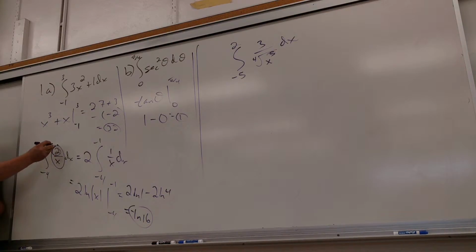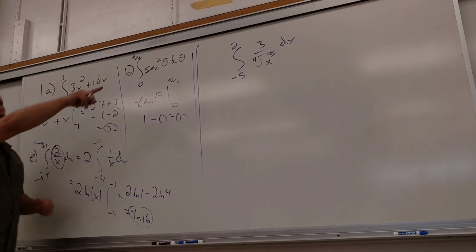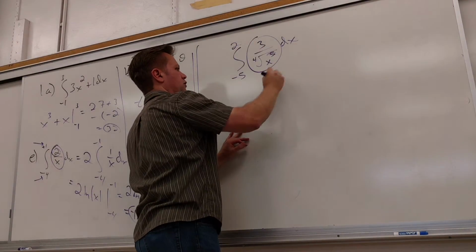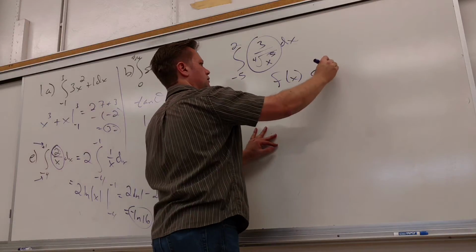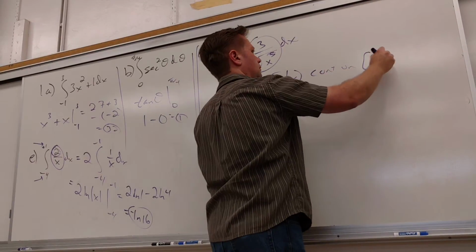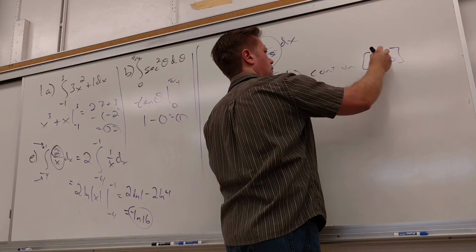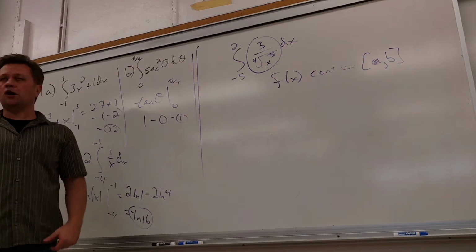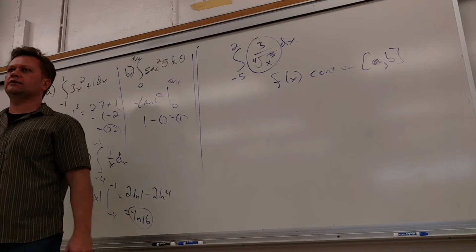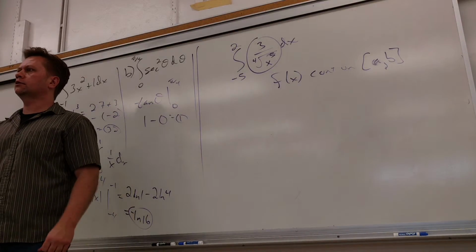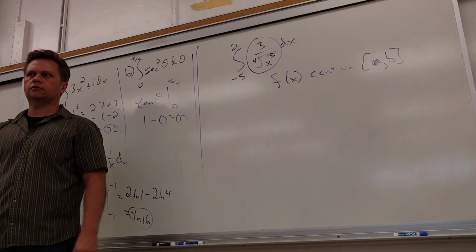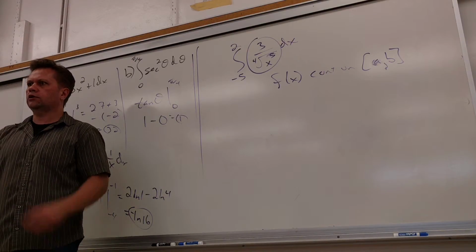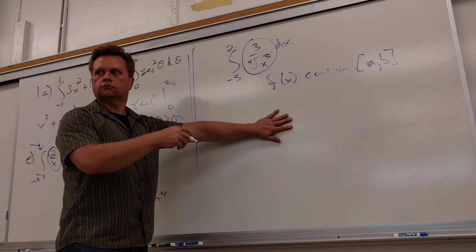The function. Is it cool over this interval? No, because it's bad at 0. So this function, whatever the function is inside, has to be continuous on A to B. If you plug in a 0... Do you do -5 to 0 and then 0 to 2? No, you can't even do that, because it goes to what at 0? Infinity. Cool. So this integral can't be done.